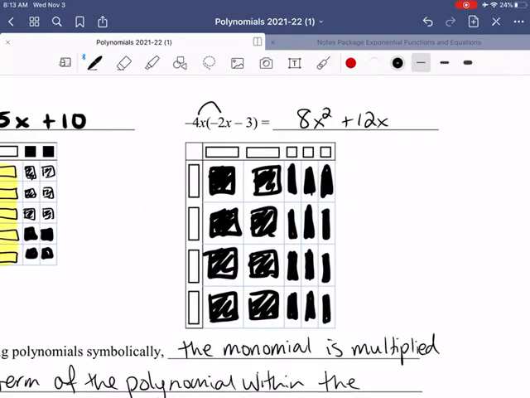So negative 4 and negative 2 make positive 8. That's where this positive 8 comes from. And then x multiplied by x gives us x squared, and that's where the x squared comes from. And then you're also going to do the same thing. Negative 4 multiplied by negative 3 gives us positive 12, and then we also have an x.